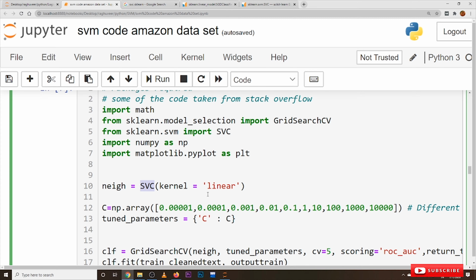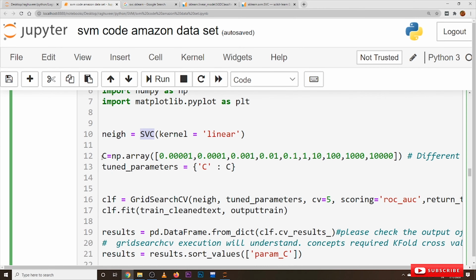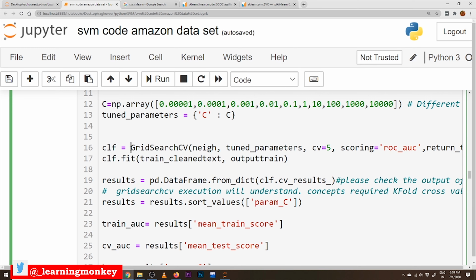Linear means no kernel function, and we are taking different C values. So we have to identify the best hyperparameter C value, at which hyperparameter value we are getting the support vector machine working best. That's the hyperparameter tuning we have to do. So we have to identify the best C value. For that we are using GridSearchCV.